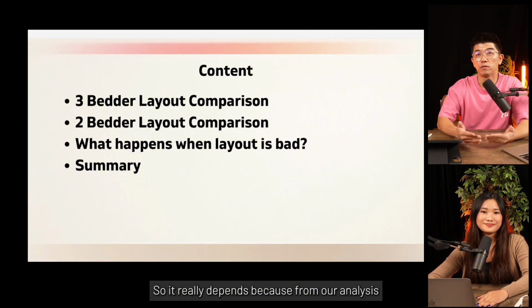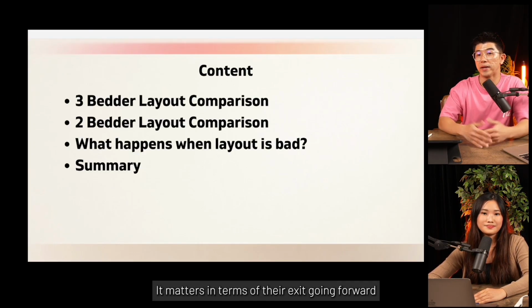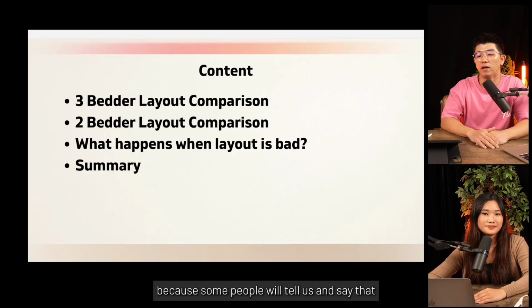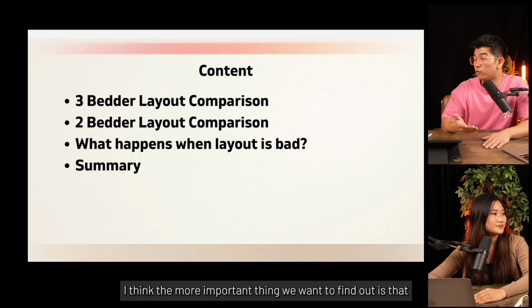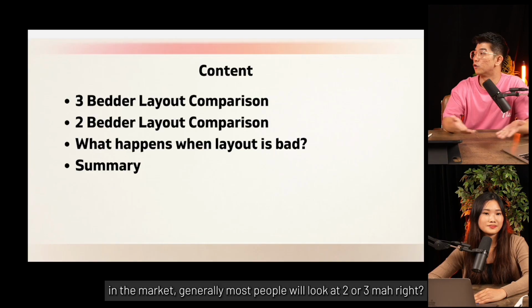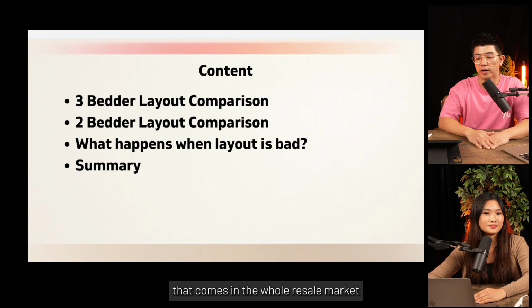So it really depends, because from our analysis, some people look at 3-bed, some people look at 2-bed, and it matters in terms of their exit going forward. Some people will tell us, but y'all never use the other layouts. I think the more important thing we want to find out is that in the market, generally, most people will look at 2 or 3, right? These are the main bulk of the demand that comes in the whole resale market.